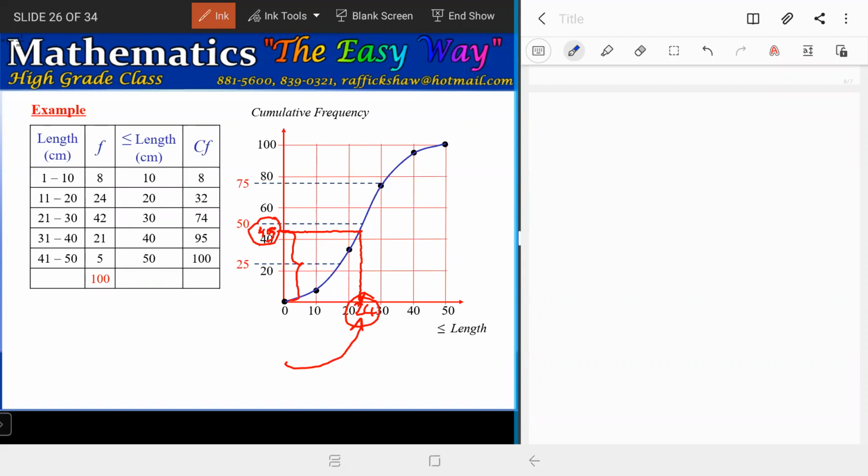So the graph tells you how many leaves measure less than or equal to any length that you want. That's what this graph is showing. Why? Because it was drawn from that information, and that's all we can know. We can know how many leaves measure less than or equal to any length, because we don't know the actual length.